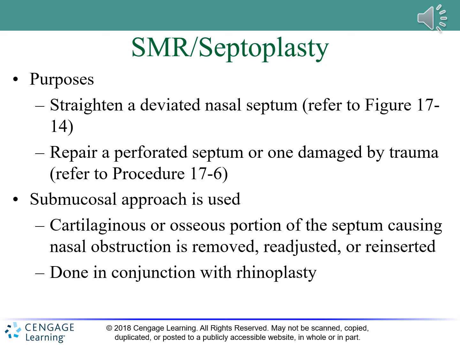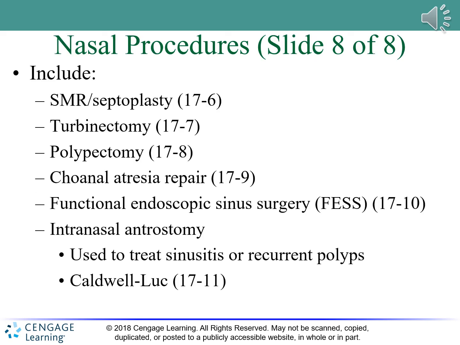Okay, septoplasty is most often performed to straighten a deviated nasal septum, and you can see what that looks like right next to it. And at the bottom it says septoplasty is often done in conjunction with rhinoplasty. So our first procedure is the SMR septoplasty. The nasal cavity is divided into 2 chambers by the nasal septum. Anteriorly, the septum is cartilaginous. Posteriorly, the septum has bony attachments to the ethmoid and vomer bones.